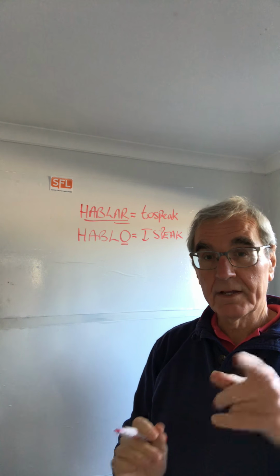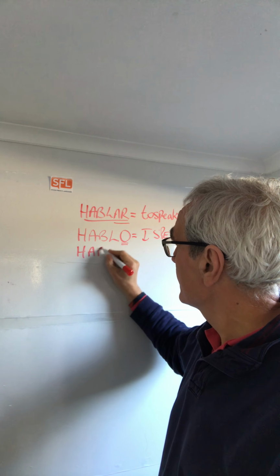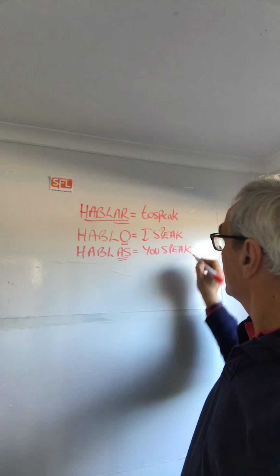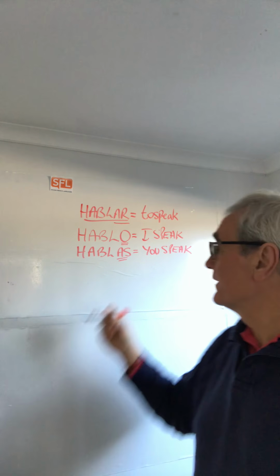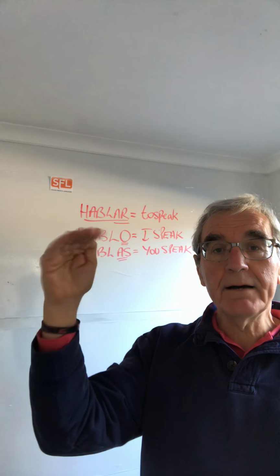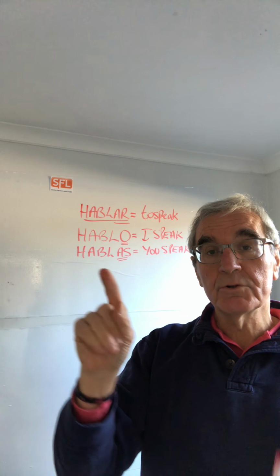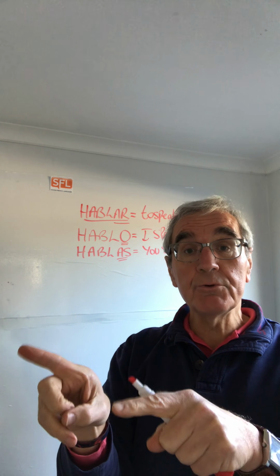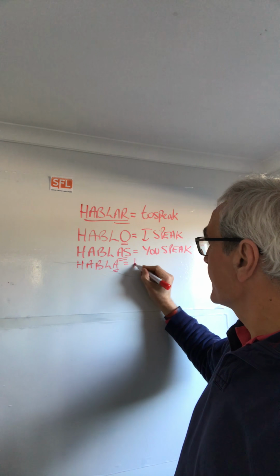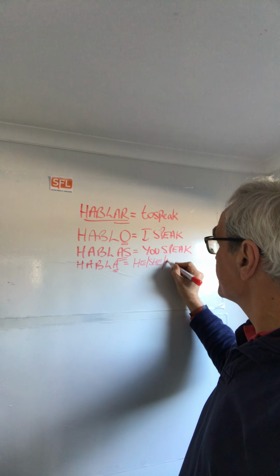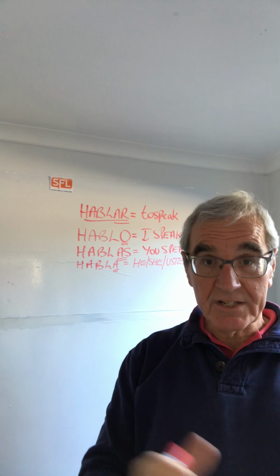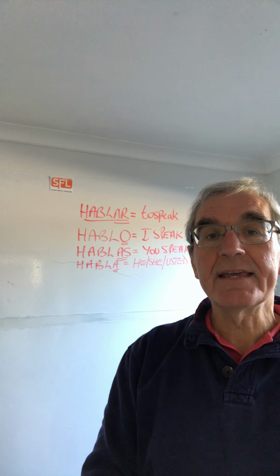So we've got hablo. Now we're going to do you speak. And what we've got here is hablas, which means you speak. So we've got hablo, hablas. Now I'm going to do the third person singular, which is he speaks, she speaks, or you polite speak. That's spelled like this, habla. So that's he, she, or I'm going to use the word usted, speaks. And that, ladies and gentlemen, señores y señoras, señoritos y señoritas, is the third person singular.